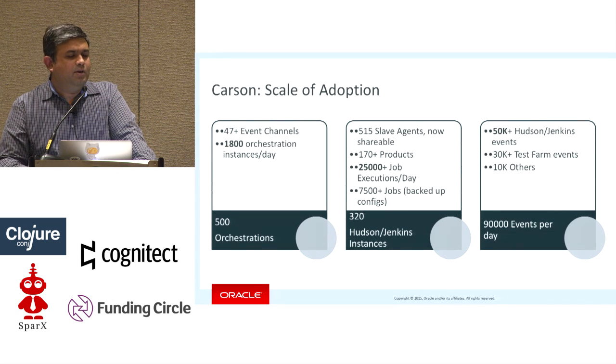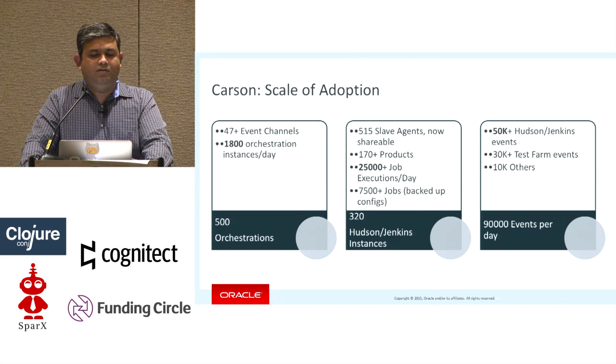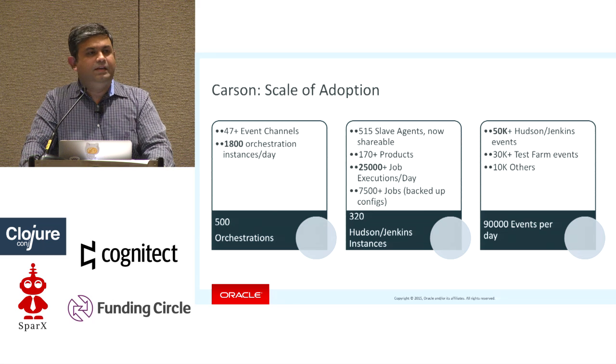And just to give you an idea about the scale, there's a significant volume that we typically drive during the day. There's about 100,000 events that are triggered during the day. And these events can be Hudson or Jenkins events. There could be test farm events where, if the tests get executed, depending on the life cycle of those tests, each one of them emits a different kind of event.